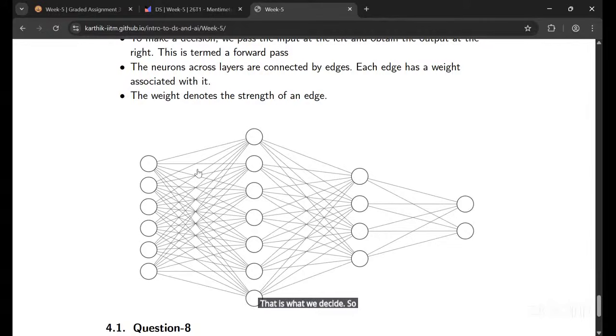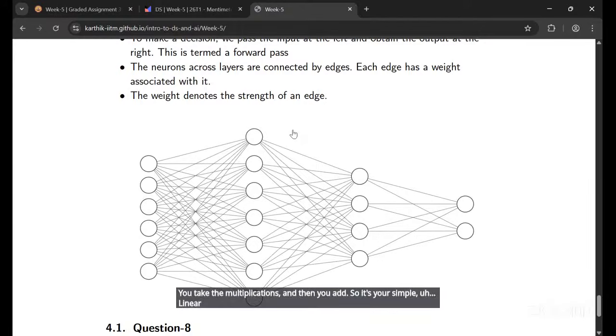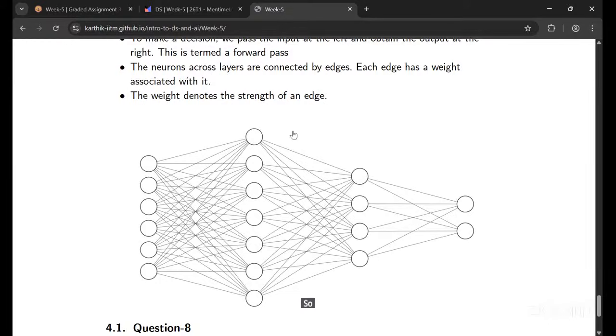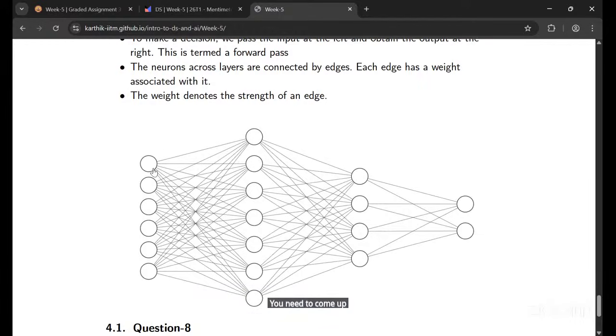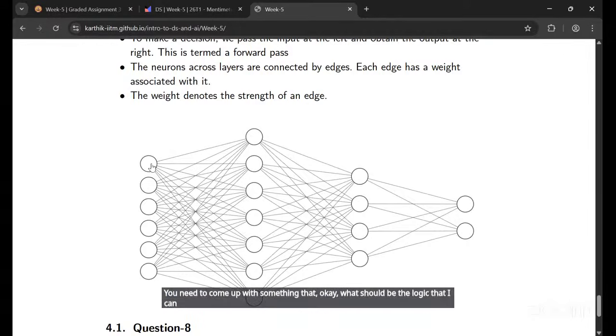So a simple neural network is designed on the basis of this rule that I told you: you take the multiplications and then you add. So it's your simple linear equation y equal to mx plus c. A neural network is designed on that very simple calculation. Because if this is the architecture and you have to take a forward pass, you need to come up with some logic to go from the first layer to the next.